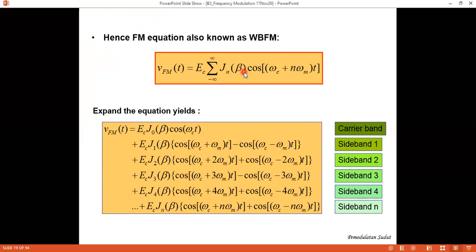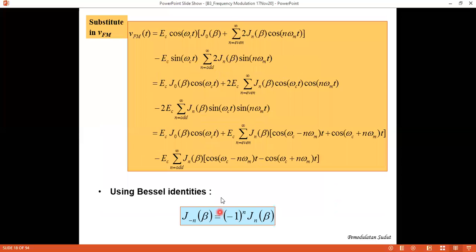Okay, so the equation becomes this. If you look at this equation for J, if we go from minus n to positive n, for odd n the lower sideband will be negative. For even n, both the upper and lower sidebands will be positive.